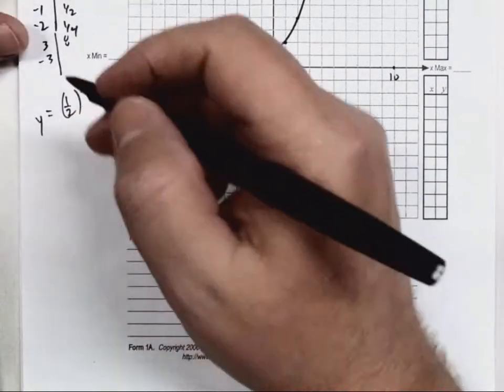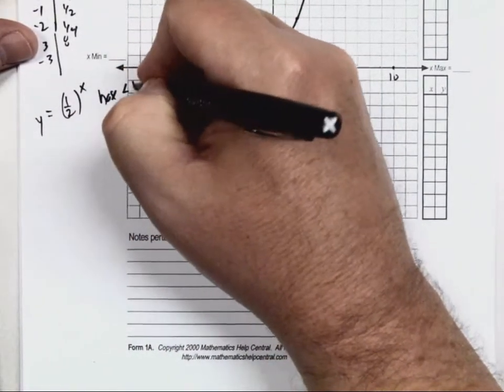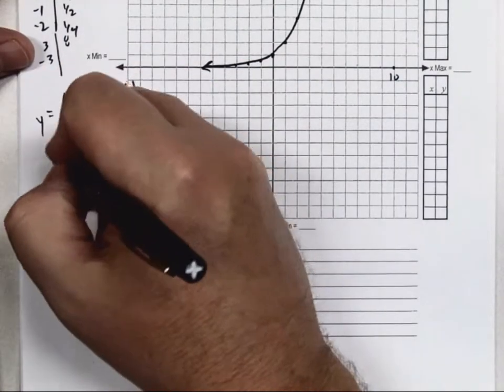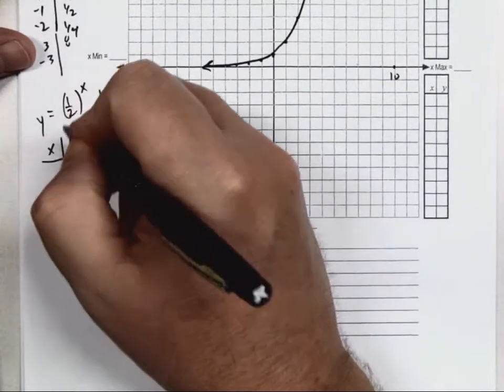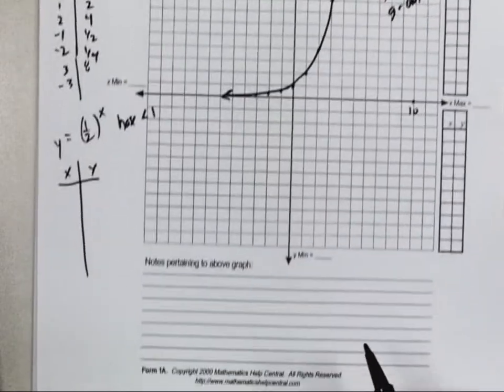Here, my base is going to be 1/2, which is actually less than 1. Let's go ahead and create our data table. It's important to see what this graph looks like and then compare the two graphs.